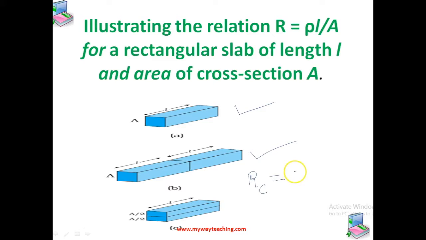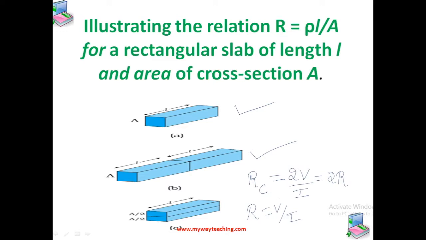And that is given by potential difference divided by current I, which is RC equal to 2R. R is the resistance of a single slab. We know that R is equal to V by I, the resistance of either of these slabs. So when we double the length of a conductor, it doubles the resistance.